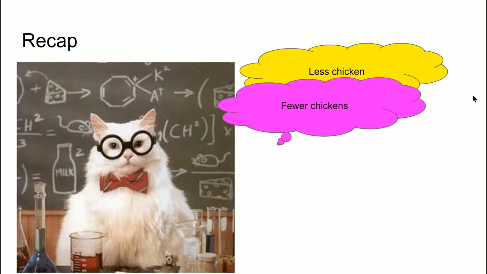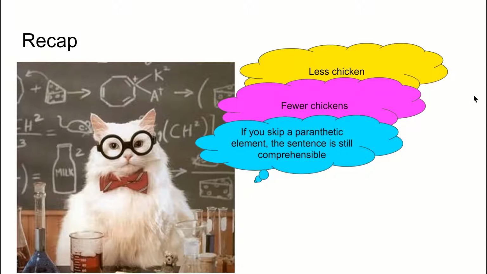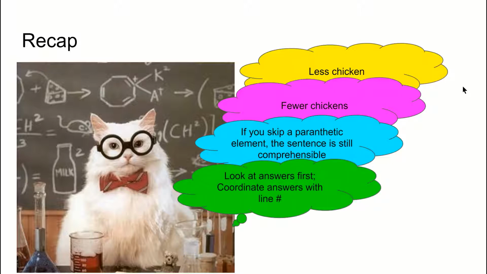Less chicken, fewer chickens, right? So countable and not countable. If you skip a parenthetic element, the sentence is still comprehensible. So if the sentence is all jumbled, and you notice 2 commas, 2 dashes with some text in between, try skipping over it and just reading the sentence as it is. You may find that it'll simplify things.